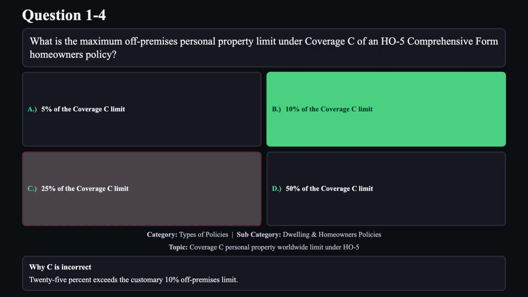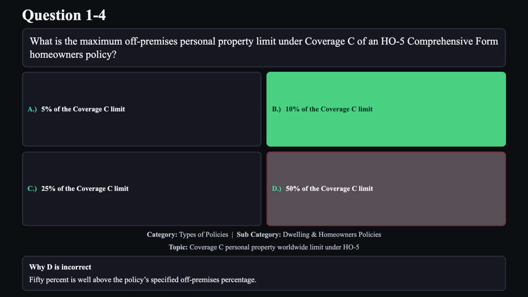Reason C is not correct. 25% exceeds the customary 10% off-premises limit. Reason D is not correct. 50% is well above the policy's specified off-premises percentage.